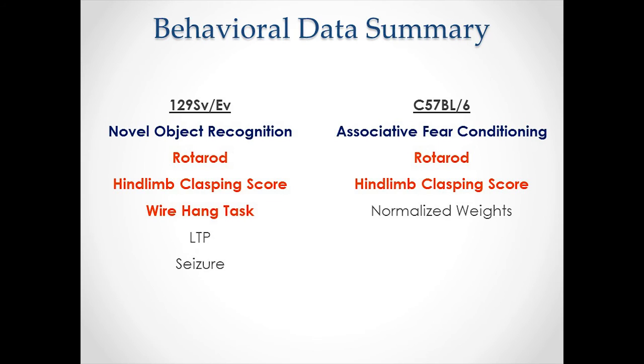So I know there's a lot of data to throw at you, so I just wanted to show a summary and point out a couple important things and consistencies between the two strains. Improvements in learning and memory tasks, and significant motor improvements over multiple tasks. And this is very important for this patient population, who often can't even walk. So I just wanted to point that out.